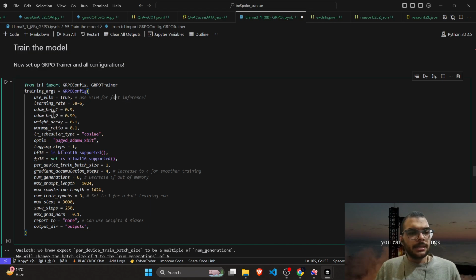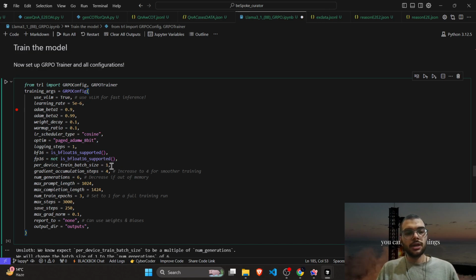And then these are just some base things. You don't have to change these. Don't change the LR scheduler type. Optimizer should stay the same. Logging steps of 1 is good. BF16 and FP16 should stay the same. If you are just running on Google Colab, just don't touch anything. It's fine. The per device train batch size should remain 1.